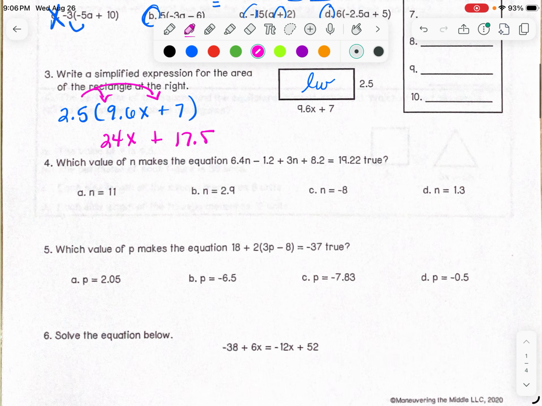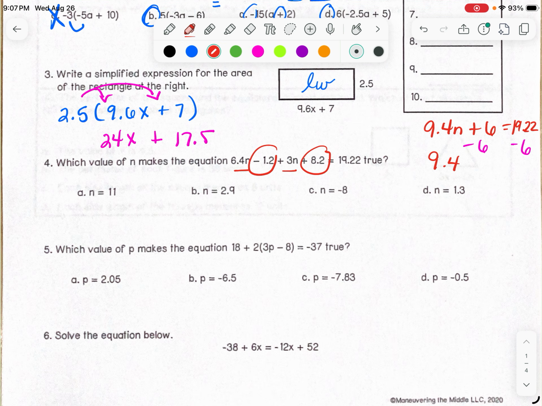Number 4, this is a multi-step equation. So I can see I have like terms, so I'm going to go ahead and combine those. 6.4 and 3, that's 9.4n. And then I have my constants, negative 1.2 plus 8.2 is 6, which is going to give you 19.22. So if I subtract, that's going to give me 9.4n and 13.22?